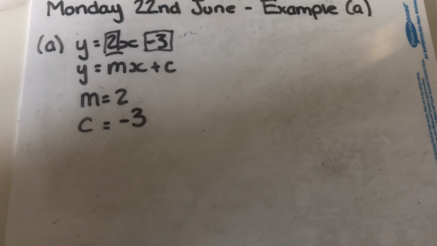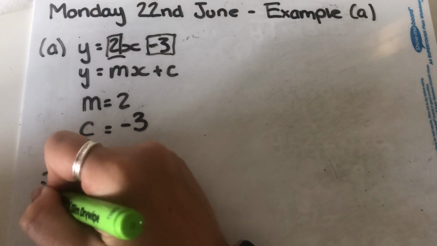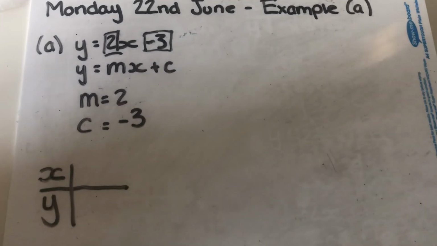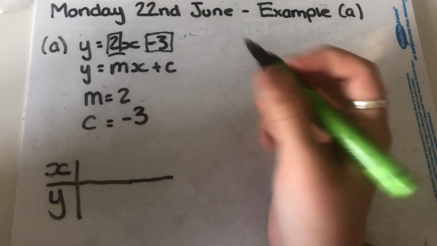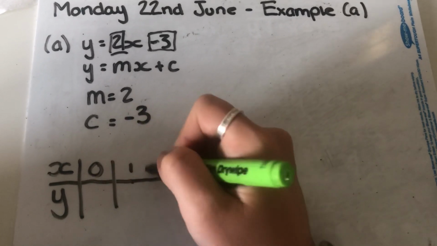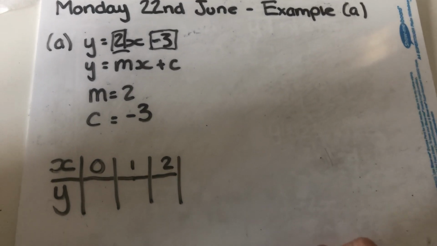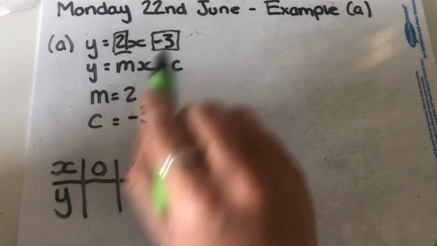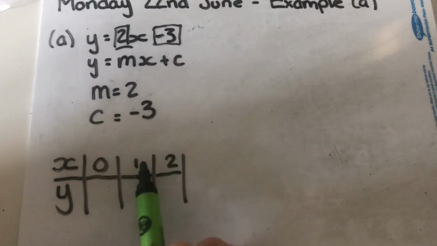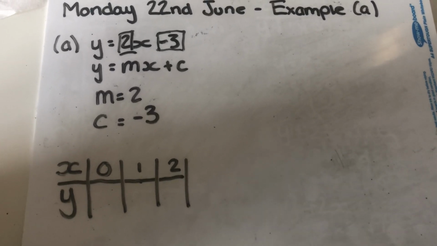So to sketch this straight line, we know from before we can create our wee table with our x and y's, and we can pick different values. So I'm going to pick 0, 1 and 2. Then with our equation, y is equal to 2x minus 3, we'll put our 0 in, then our 1, then our 2, and that will give us 3 coordinates to plot.